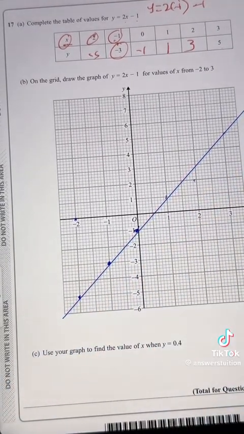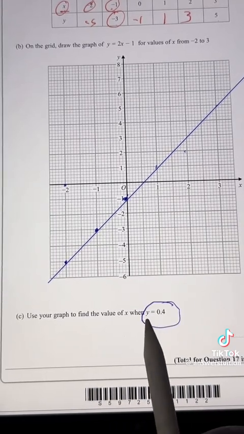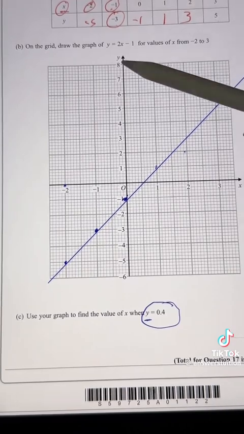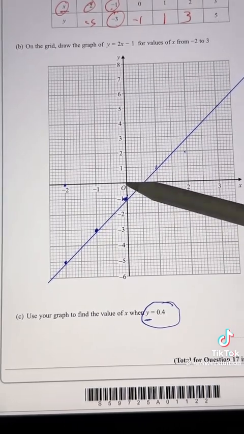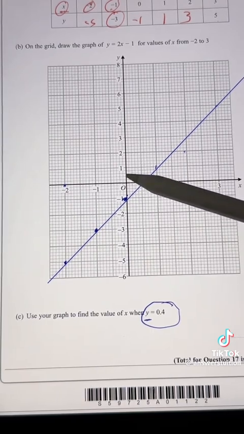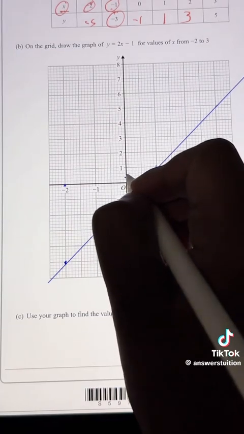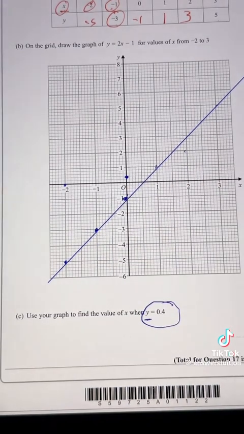So now what do we do? It says use your graph to find the value of x when y equals 0.4. This is the y-axis. That's 0, that's 1. So 0.4, let's check how much this goes up in. 2, 4, 0.2, 0.4. Okay, good. So that's 0.2 and that's 0.4, right there. So now I can use my ruler.